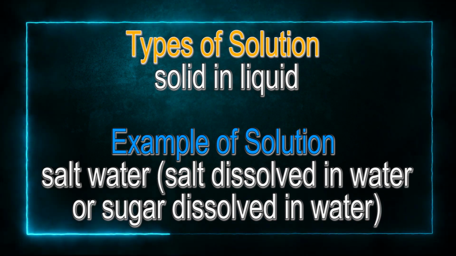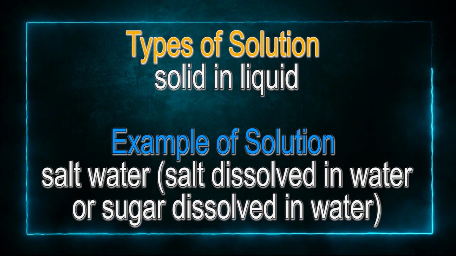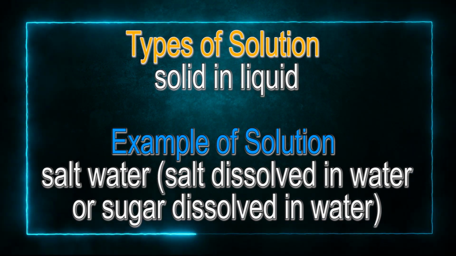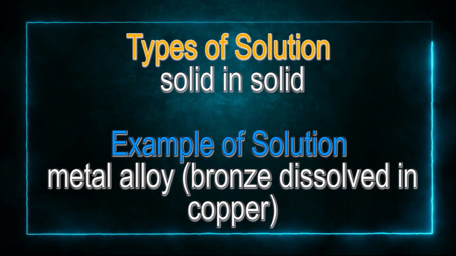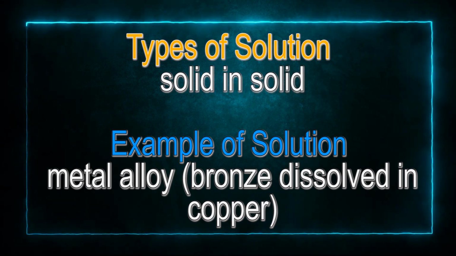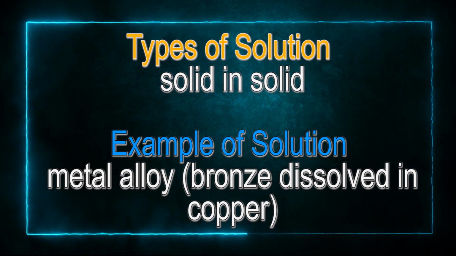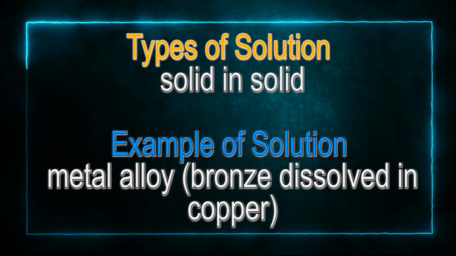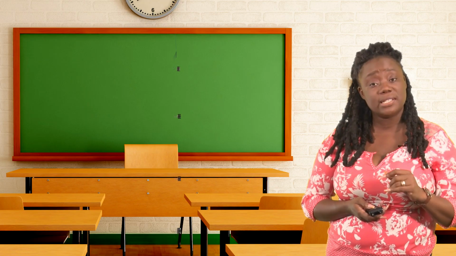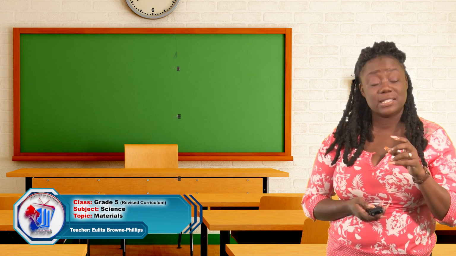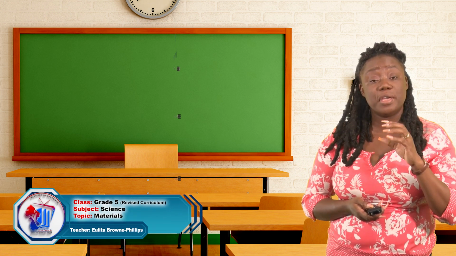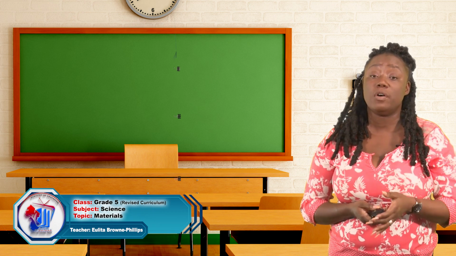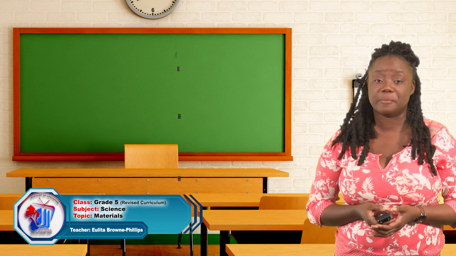Solid in liquid. Salt water, salt dissolved in water, or sugar dissolved in water. Solid in solid, metal alloy. Bronze dissolved in copper would result in a metal alloy. So boys and girls, you see that water is not the only solvent. Some substances dissolve in other substances.